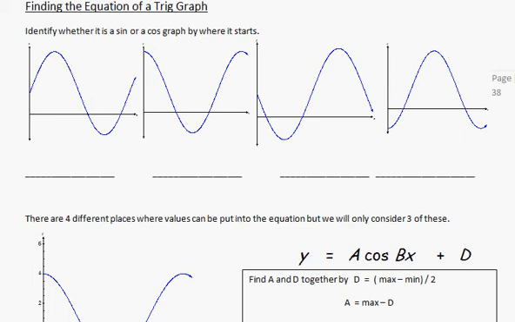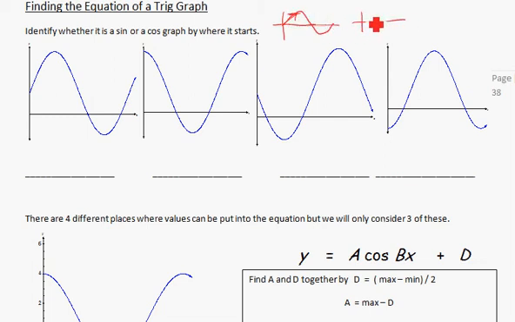Page 38, we're finding the equation of a trig graph. First of all, we need to identify whether it's a sine or a cos graph by where it starts. And for this, by starting, we mean at the y-intercept here on the y-axis, and looking and seeing where the curve goes from there. Because if you recall, a sine curve starts at 0 and goes up.